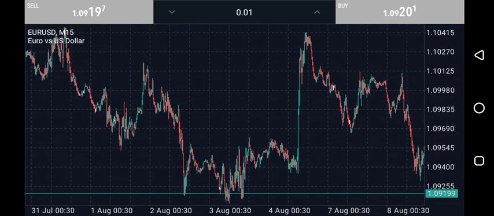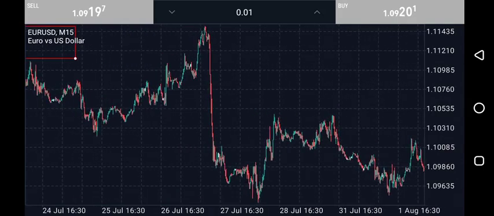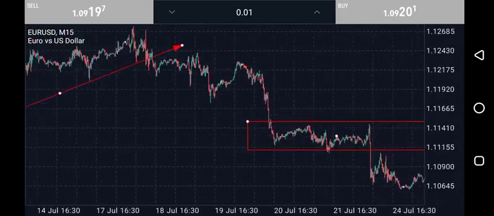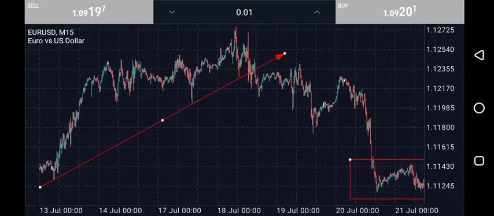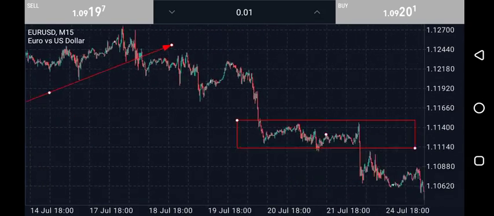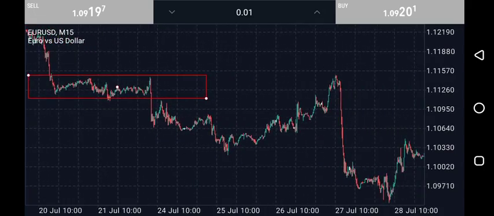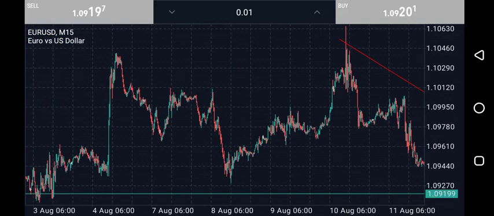So today we explained what forex is. Forex is foreign exchange. Exchange means when two currencies trade against each other. That's what forex means. Then we got to understand how the market moves. We saw the upward movement, then we saw the sideways movement, and we saw the downward movement. Those are the three major ways the market can move.